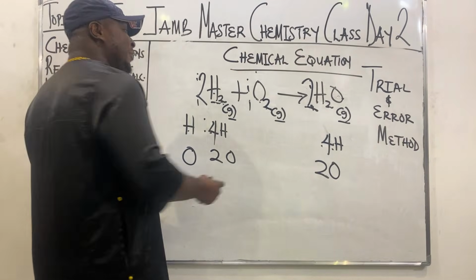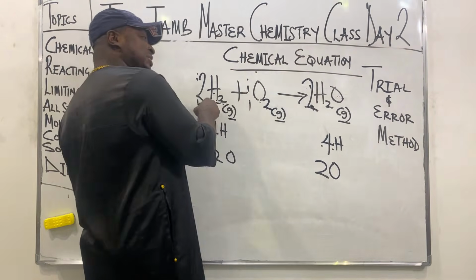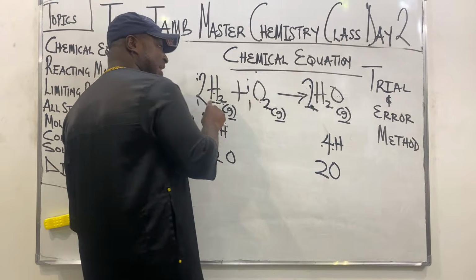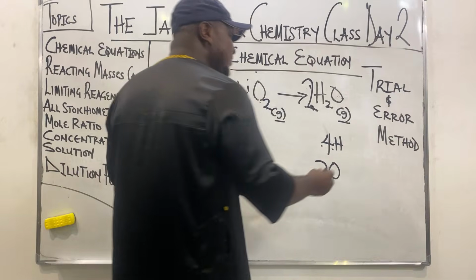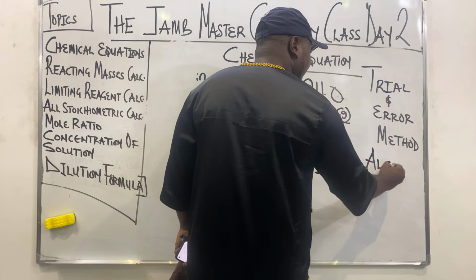Trial and error method means that you balance one side, another side becomes unbalanced. You now balance this side, you now keep going like this and like this, and you don't have that time in the exam. That's why I must teach you what? The next method I'm teaching is algebra.